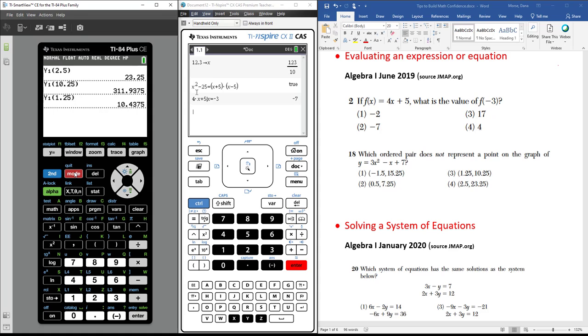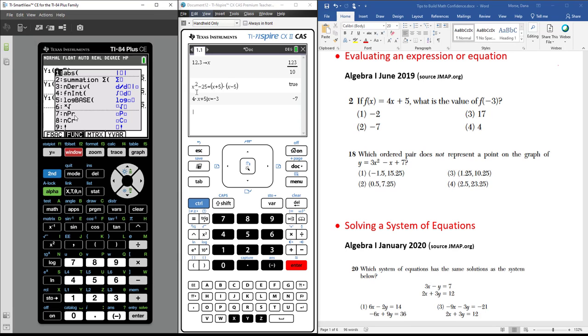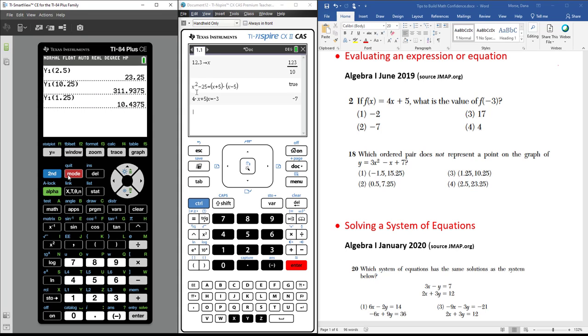Question from the chat. Does TI plus CE work on regular 84 or 83? Not quite sure I understand that question. Anything that's not a CE feature, I'll definitely point out. The only thing so far that I've shown is the grid lines. Everything else is there. Alpha window. On the traditional 84, you only have 1 through 5. 6 through 9, you have to go in through the math menu. There's not a template for that. Hopefully that answers your question.